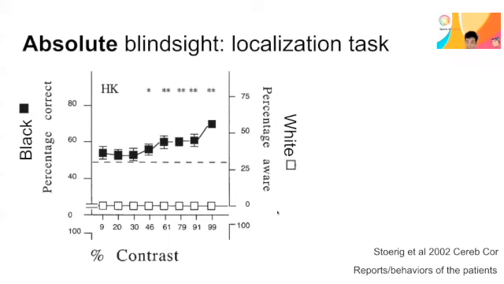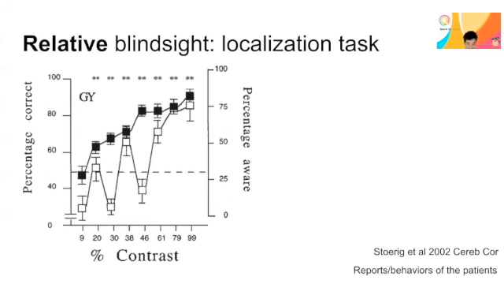Then there is another type of blindsight as well. They are called relative blindsight. And there, again, the chance performance is here. When the contrast is very weak, their performance is at chance. But as the contrast increases, performance on the 2AFC task increases. In this case, GY also reports awareness. Yes, I saw it. Sometimes, above chance, above 0%.